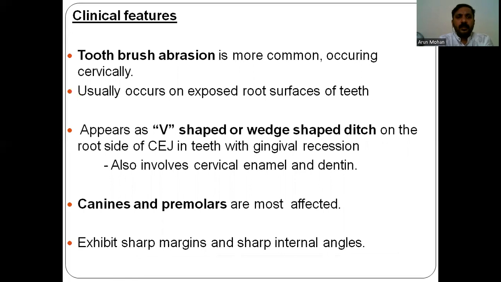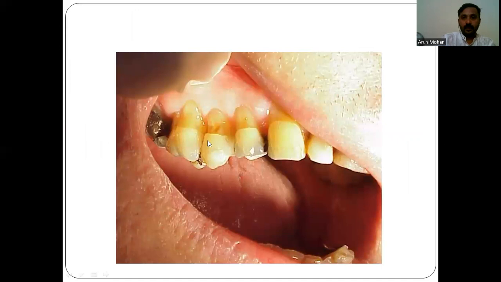So the clinical picture which we see in abrasion: they will have a typical V-shaped or wedge-shaped ditch on the root surface at the cemento-enamel junction. They will have a V-shaped or wedge-shaped ditch in the cervical region, root part of the cemento-enamel junction. Naturally, there usually will be associated gingival recession, and there will be a V-shaped or wedge-shaped ditch in the cervical region.